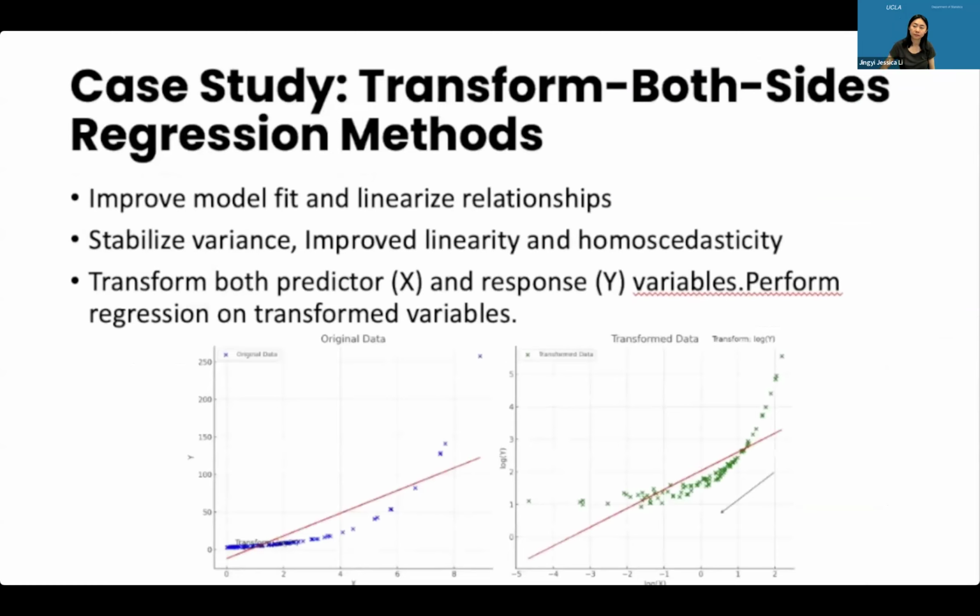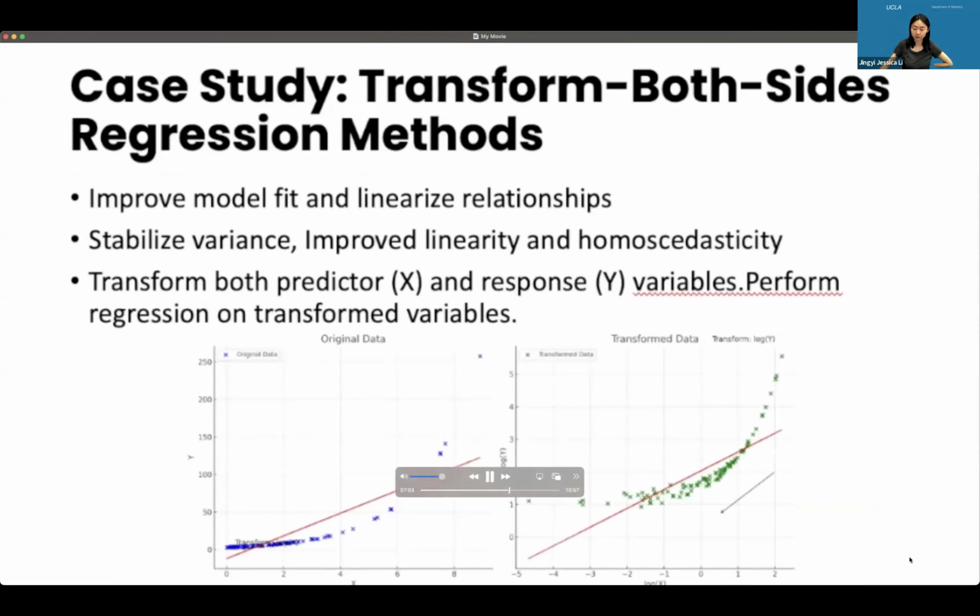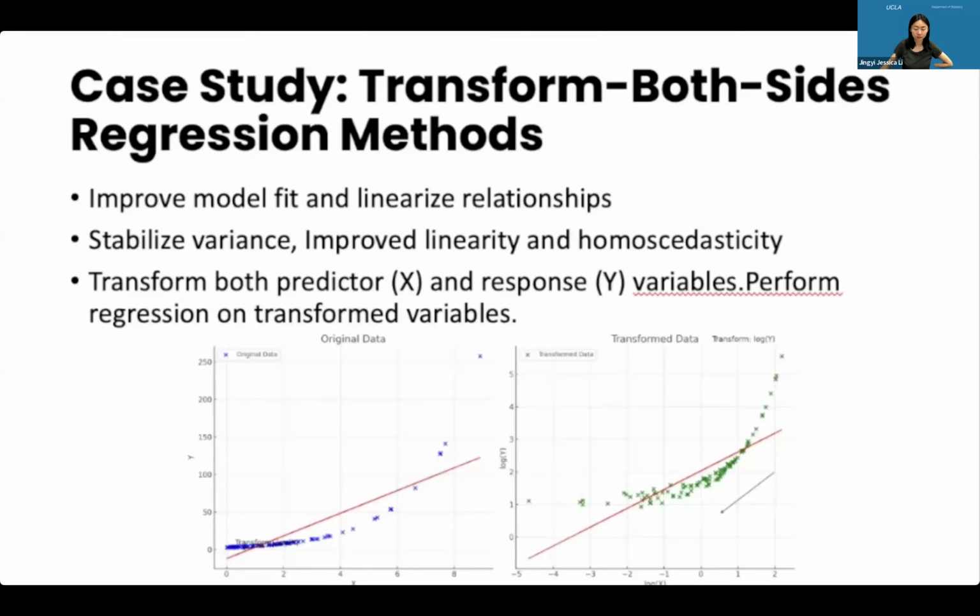And transform both sides regression methods, which is a case study putting ordinal regression with a continuous Y to test, is a technique used to enhance regression model fit. The main goals are to improve the linearity of relationships and stabilize the variance of the residuals. This method involves applying transformations to both the predictor variables and response variables. For example, using logarithmic or square root transformations, they can help linearize the relationship and handle heteroscedasticity. The benefits include improved model fit, better linearity, and more reliable model diagnostics.